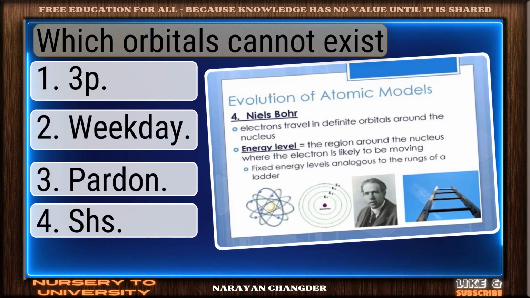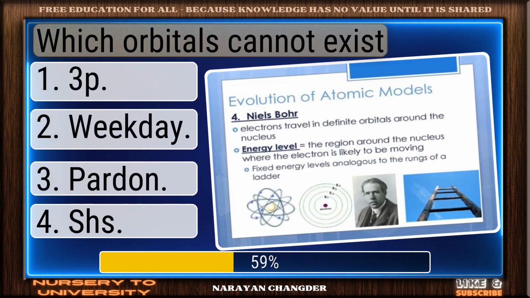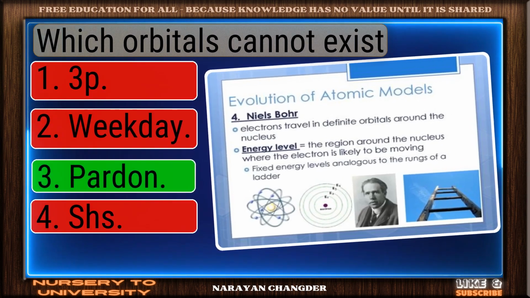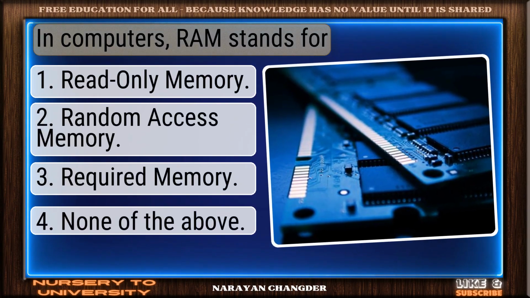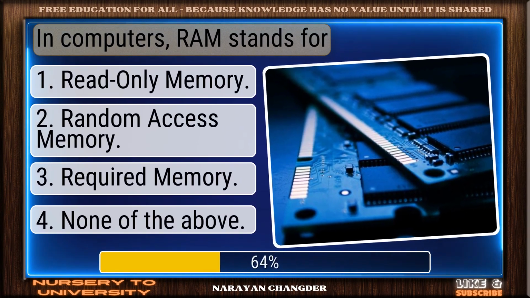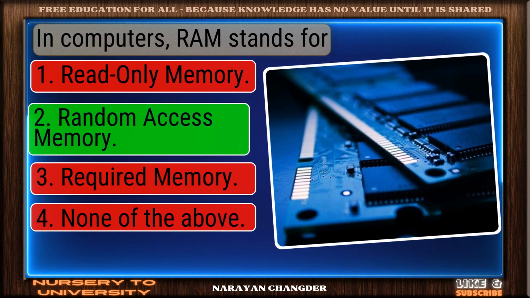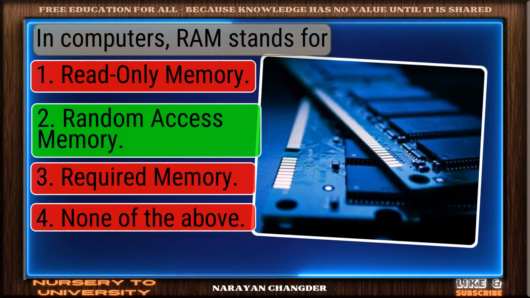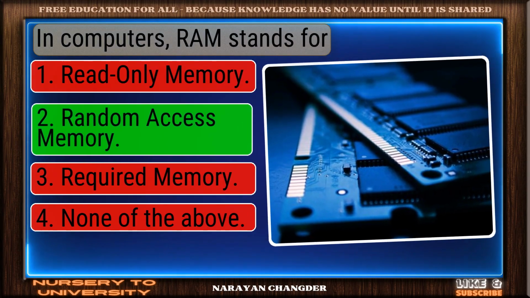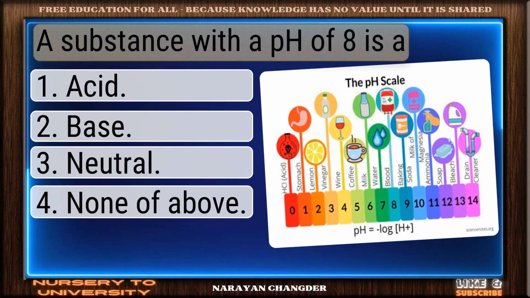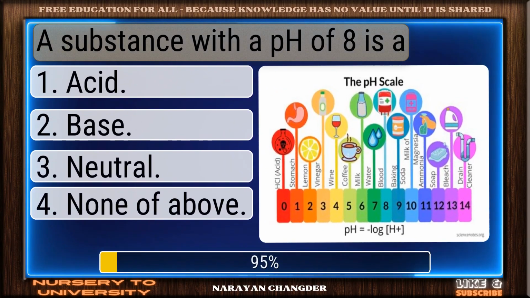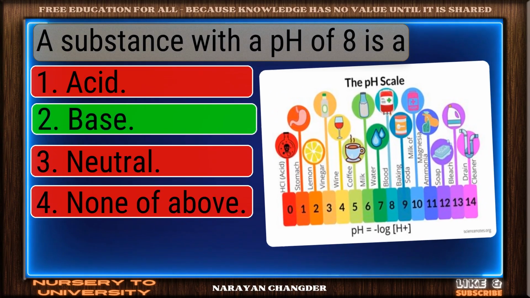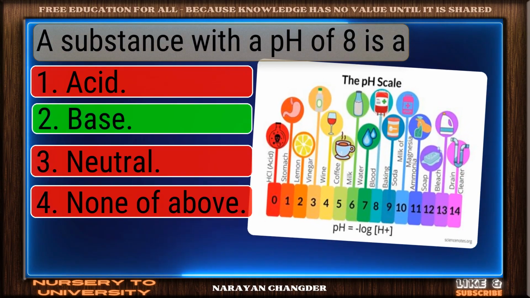Which orbitals cannot exist? Valid point. Pardon is true. In computers, RAM stands for... Great thinking. Random access memory is the right choice. A substance with a pH of 8 is a... Smart pick. Base is the correct choice.